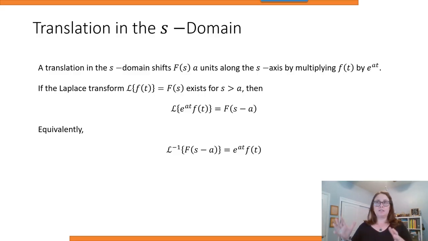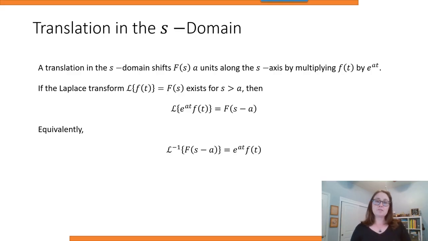A translation is where we're shifting a function, and it turns out if I take some function f of t and multiply it by e to the at, where a is some real number, then that's going to take the function f of t and translate or slide its Laplace transform by that same number of units of a. So if I have the Laplace of e to the at times f of t, then the result I would get would be f of s minus a instead of just f of s.